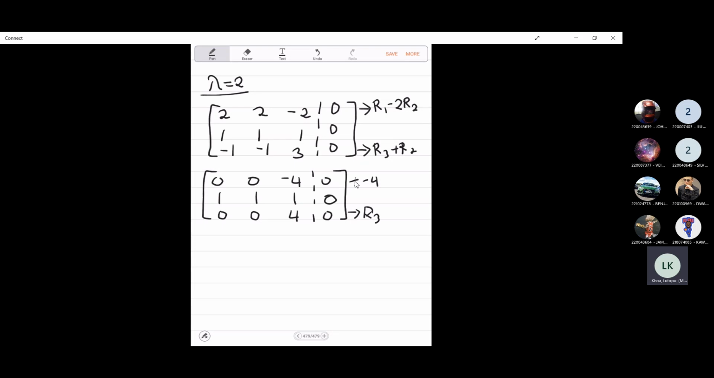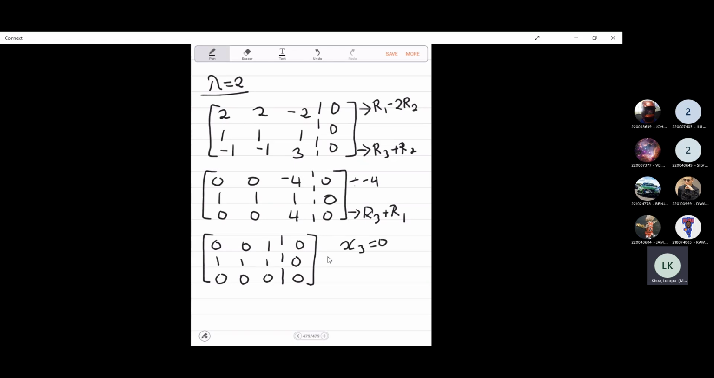And this one here we can say row 3 plus row 1. Okay, so we have 0, 0, 1, 0, 1, 1, 1, 0. Then here we'll have 0, 0, 0, 0. Now if I look at this first row over here, I have x3 is equal to 0.